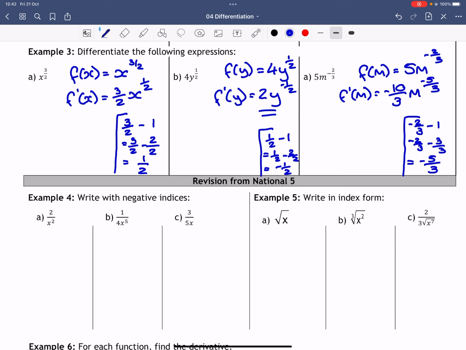Eventually, we will get used to writing our numbers with positive powers and with the radicals back in place. But for just now, let's just focus on being okay with differentiating basic expressions where the power is a fraction. Okay?